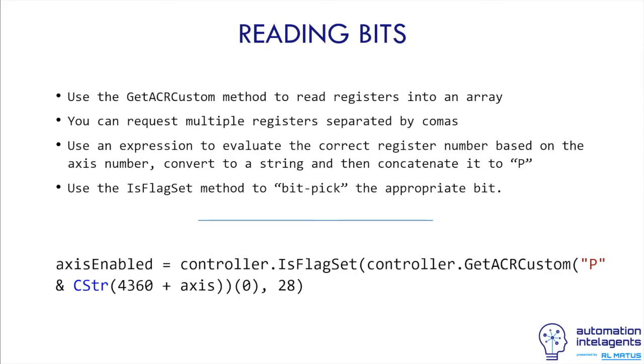When reading bits, you want to use the getACR custom method to read registers into an array. You can actually request multiple registers at one time just by separating with commas. And then when you are requesting the P registers, you need to build a string. So you need to do the math to figure out the right register number based on the axis and then concatenate it to a P. And then you want to use the isFlagSet method to bit pick the appropriate bit. So here's an example of how to do that in one line of code.